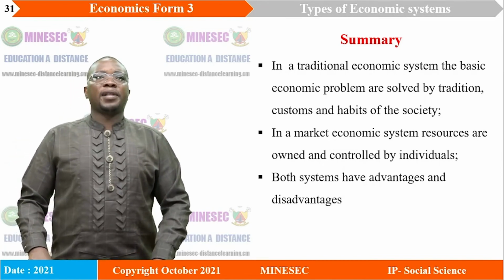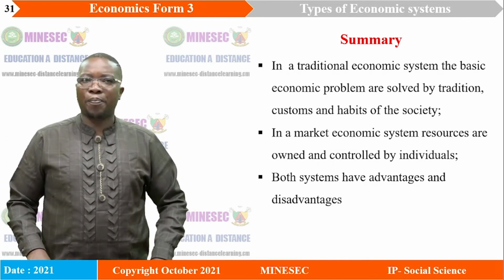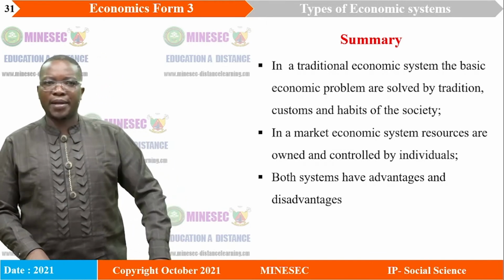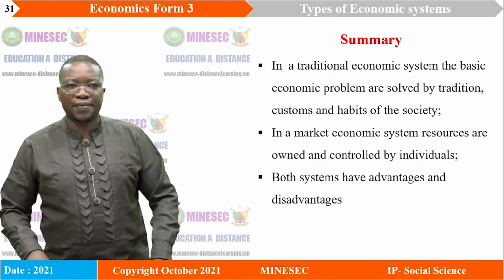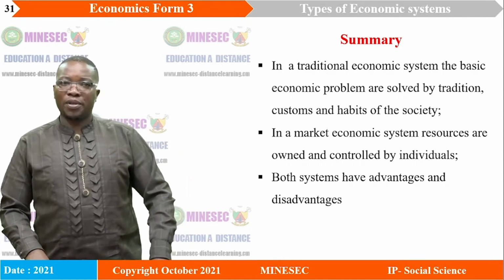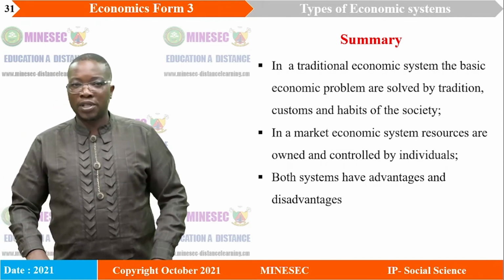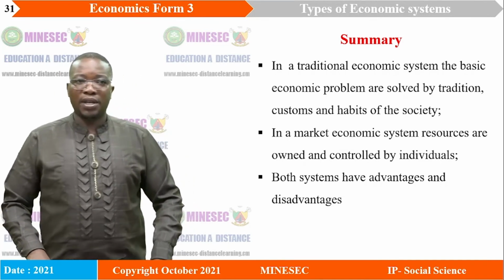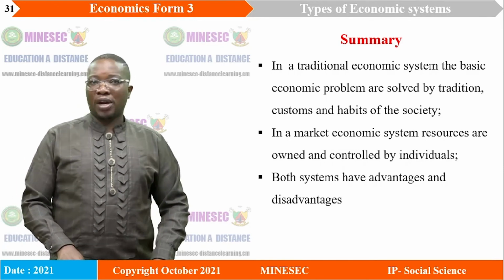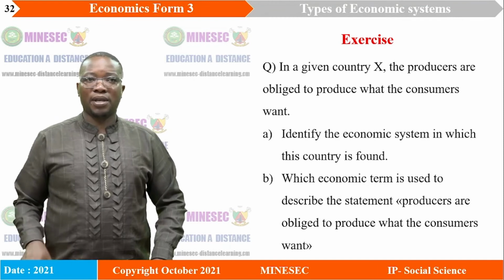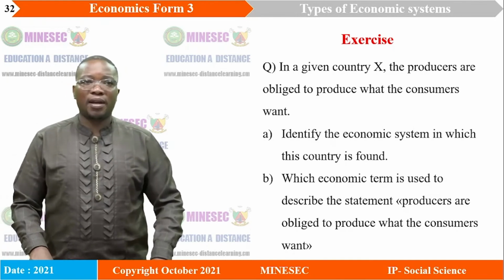To summarize the lesson, we will observe that in a traditional economic system, the basic economic problems are solved by tradition, the customs and habits of the society. For the case of a market economic system, the resources are owned and controlled by individuals. And we have mentioned the different advantages and disadvantages of both the traditional economic system and the market economic system. We will take this exercise to better understand the lesson.